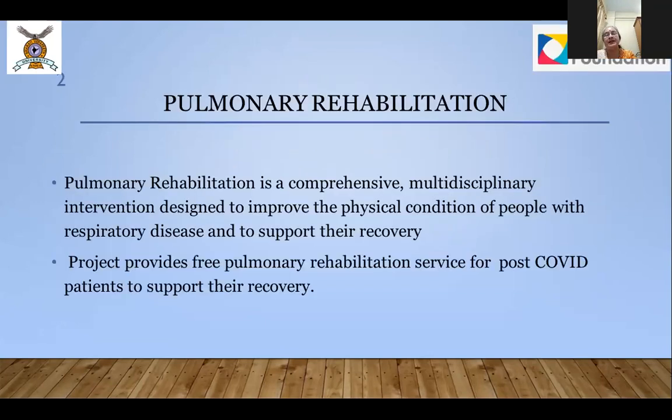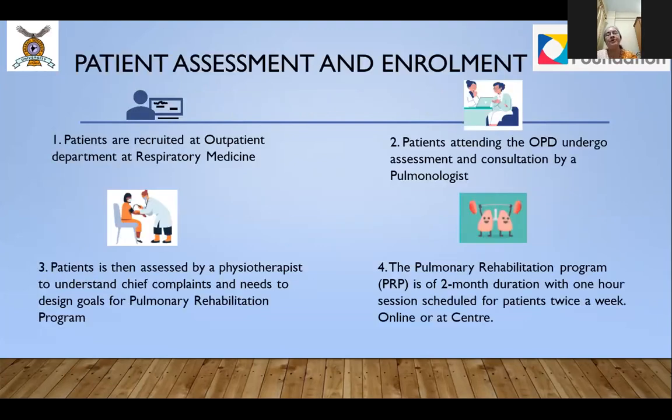Could you show the next slide? As you all know, pulmonary rehabilitation is a comprehensive multidisciplinary intervention. And as Kundu sir said, yes, Cipla supported us for a cardiorespiratory physiotherapist. In our team, we have a social worker, project coordinator, nutritionist, and counselor. Under this project, for the last 9 months, we have been giving free rehab to post-COVID patients. What I'm going to share with you is the SOP we have prepared and the problems or challenges we faced during implementation of this rehab.